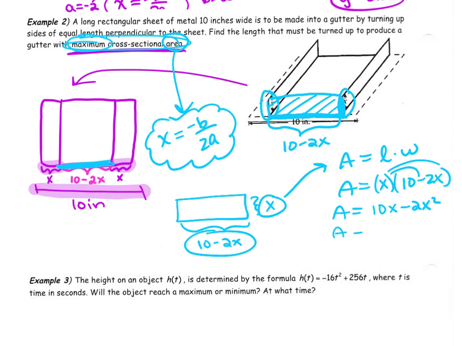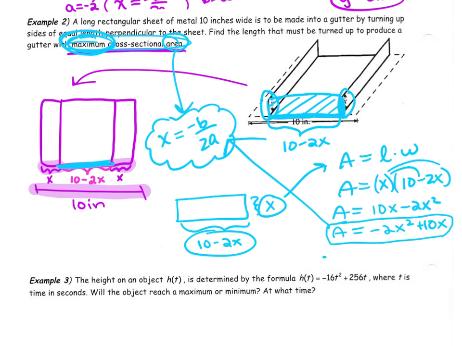I'm going to rewrite this in standard form. Now I have a quadratic equation that I can work with in terms of finding the axis of symmetry. Remember, the axis of symmetry helps us determine maxes and mins, and in this case, we're finding a max. So we're just going to plug in my a value. Let's write this on the side here. Let's do a different color. We have a is negative 2, and b is 10.